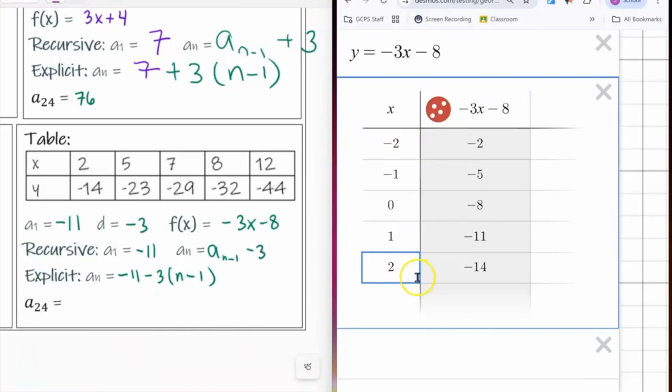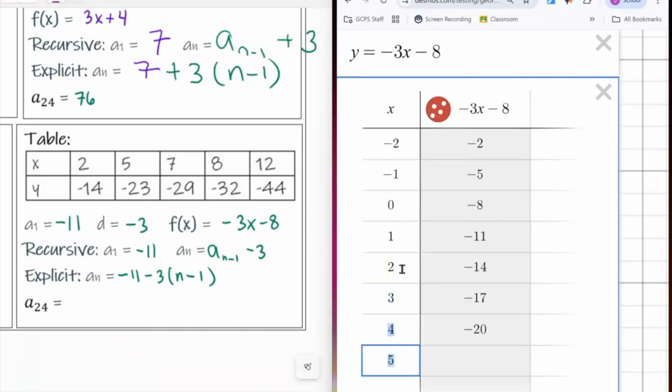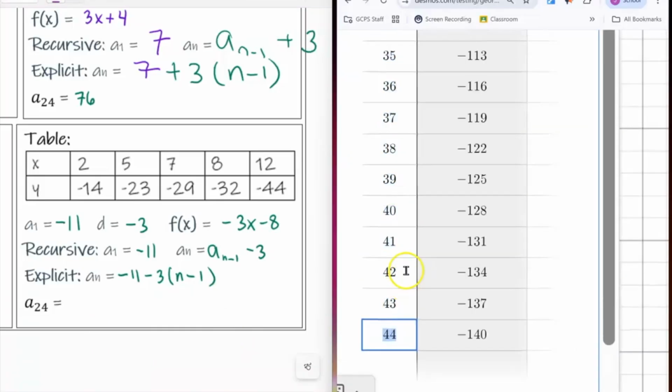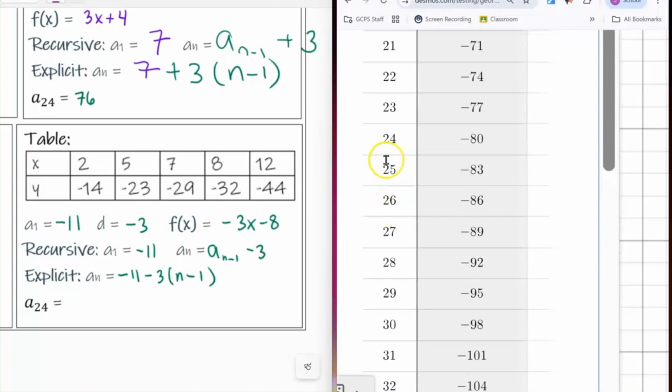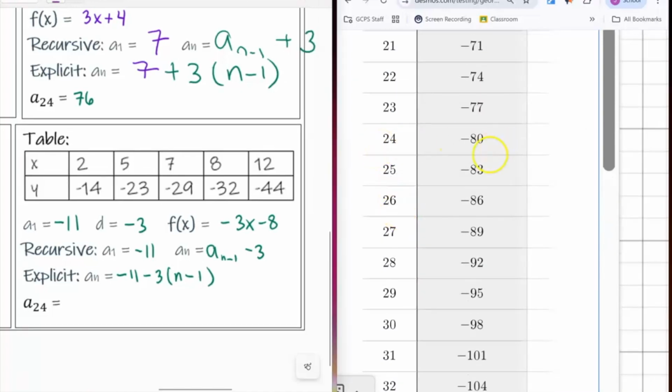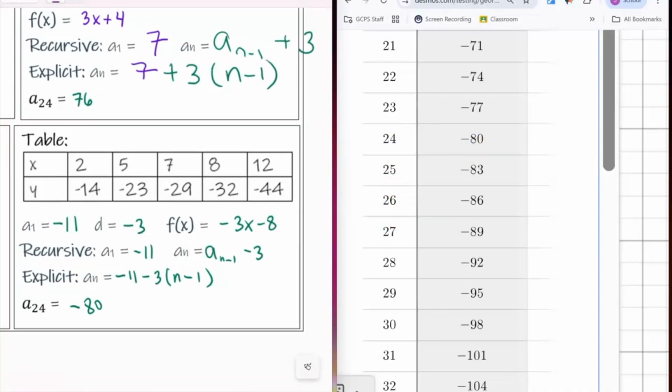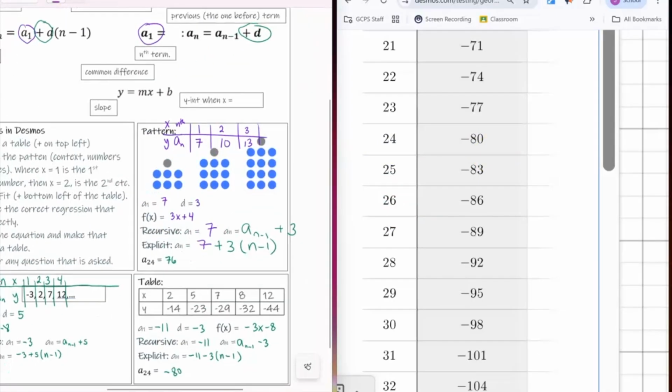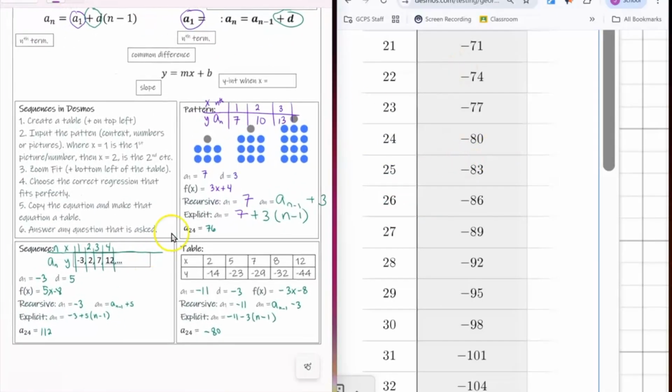You just go to the bottom of the table, you hold down enter until you see whatever term I'm asking for. So in this case, I'm asking for 24. It's going to be negative 3. All right, so we've just repeated the process for 3 different types of questions. Now bring your sheet of paper. Let me see if you're ready to move on. Let's practice.